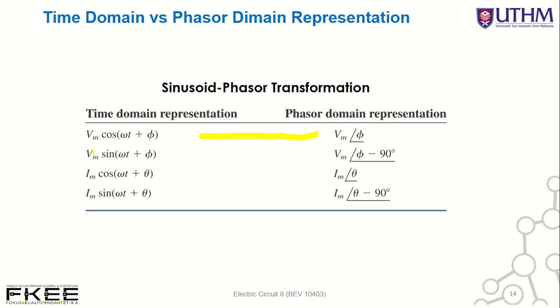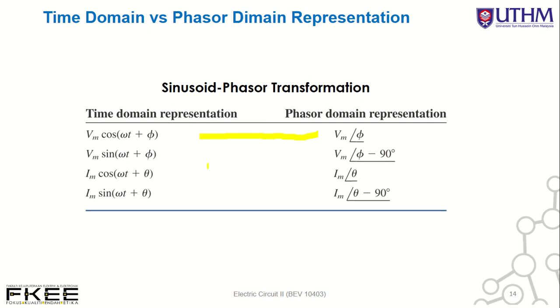Let's say we have our time domain function Vm sin(omega t plus phi). So how to transform? First, you need to transform to the cos function. How to convert from sine to the cos function? I think you already learned in mathematics. We need to minus 90 degrees. So that's why in our phasor domain representation, we have Vm angle phi minus 90 degrees.